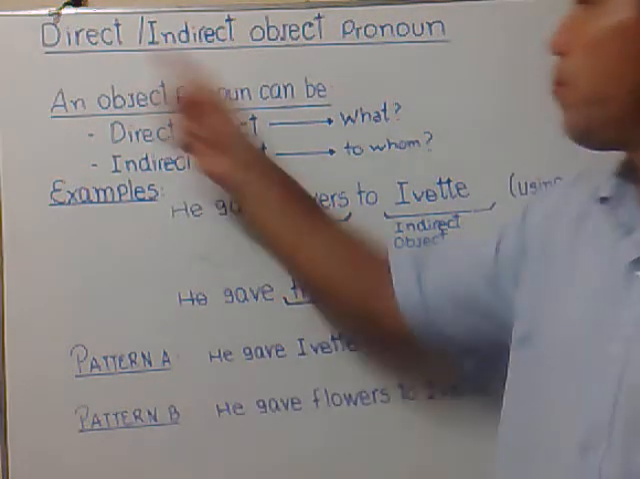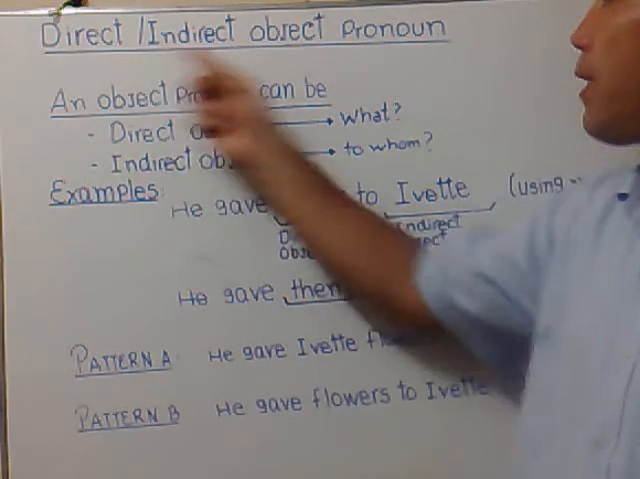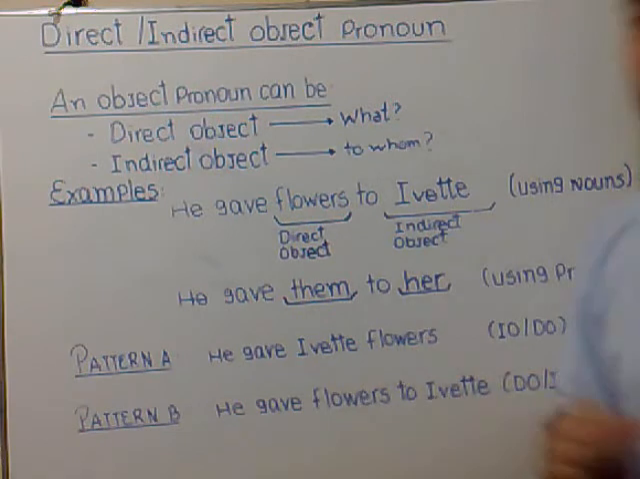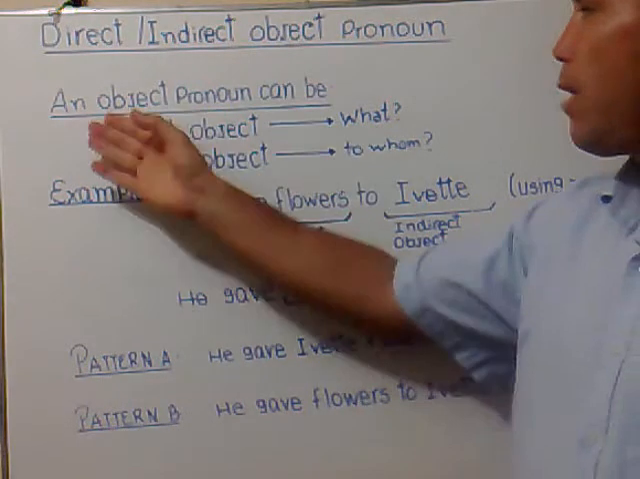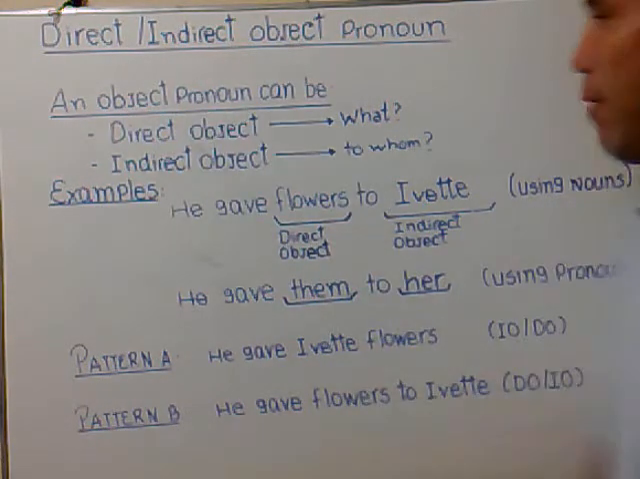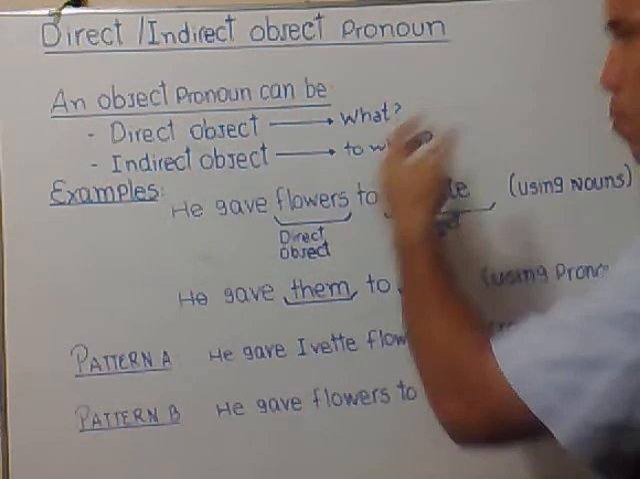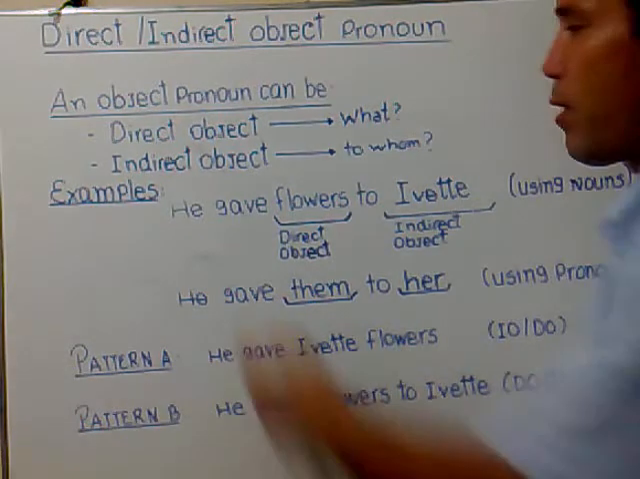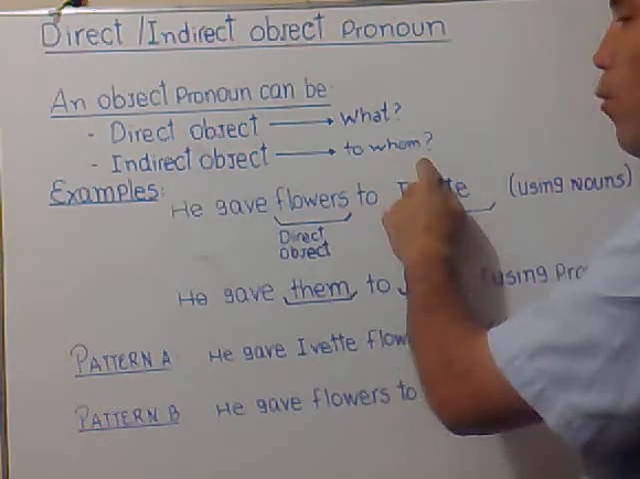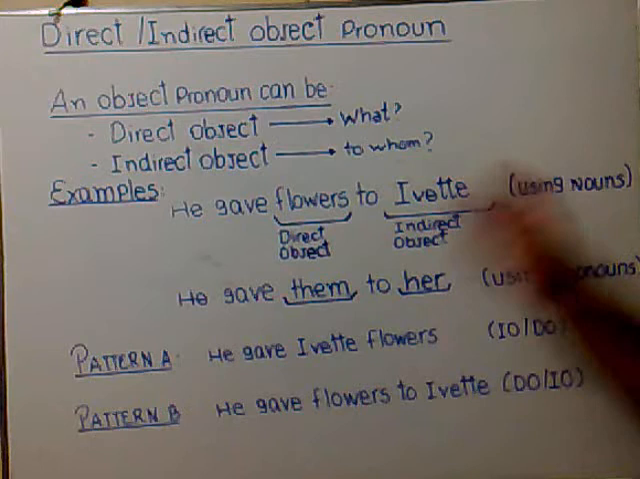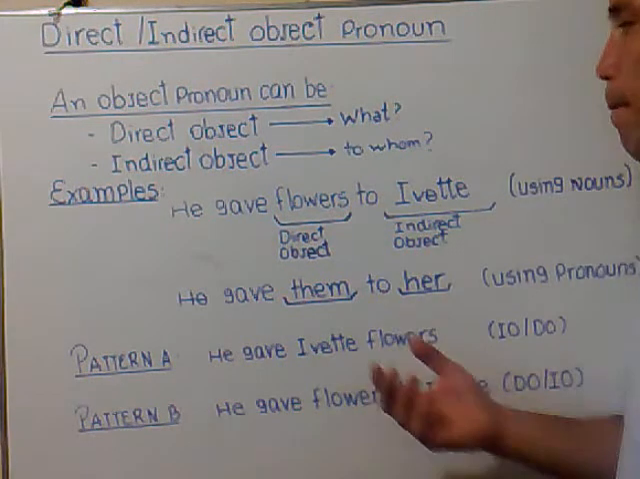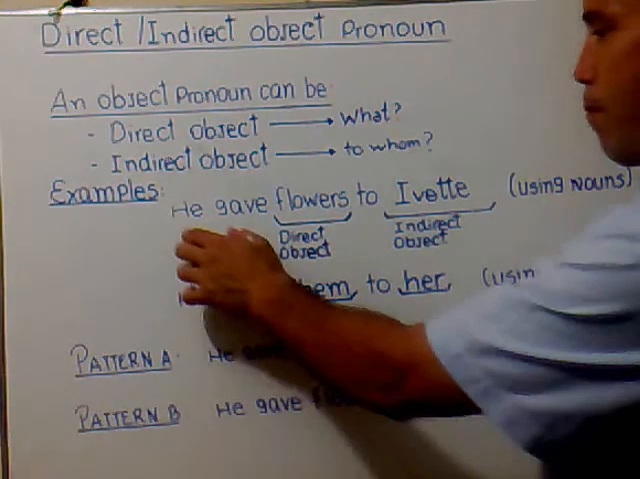Today on the menu we have the direct and indirect object pronoun. An object pronoun can be a direct object when it answers the question what, or an indirect object when it answers the question to whom. In this example, you'll see what I mean.